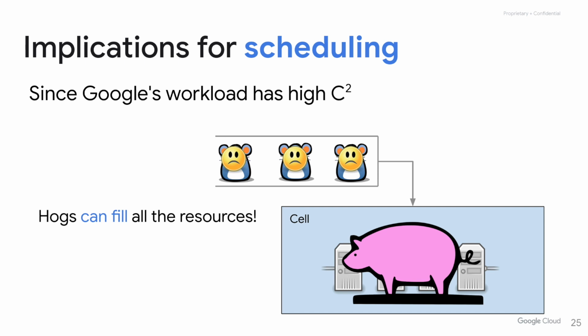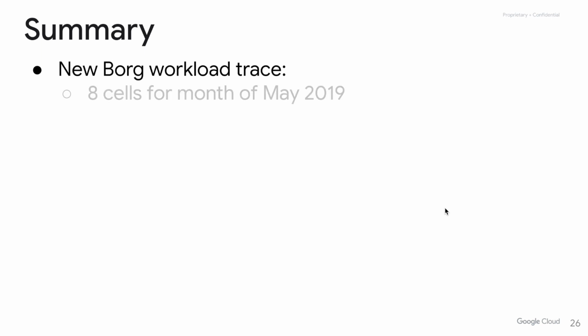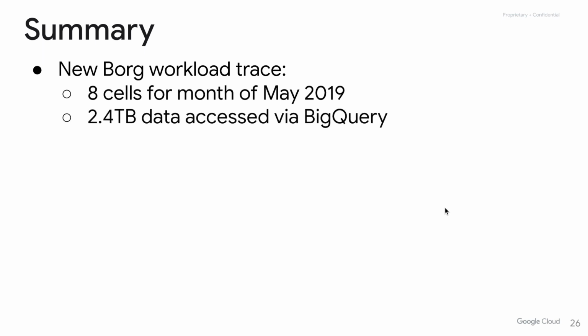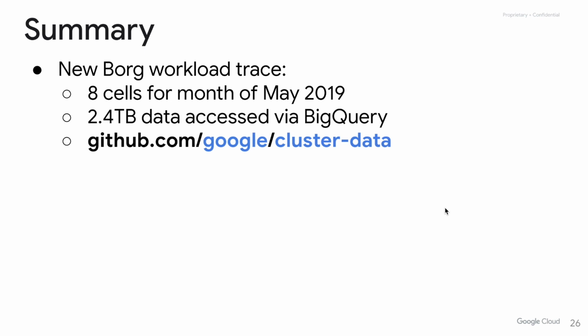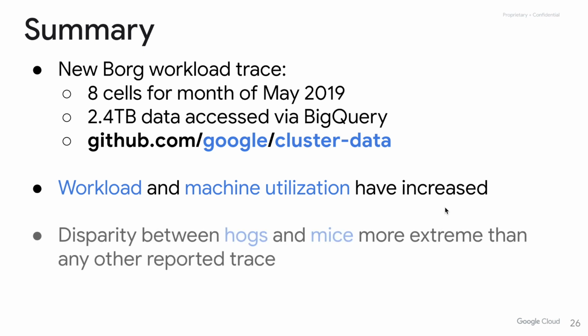We have learned a lot of new things through the course of this talk, so here's a quick summary. To begin with, there's a new Borg workload trace out. It has 8 cells from the month of May 2019. It's about 2.4 terabytes of data, which can be accessed through BigQuery, and it is available at the URL over here. Secondly, the workload and machine utilization for Borg has increased dramatically between 2011 and 2019.